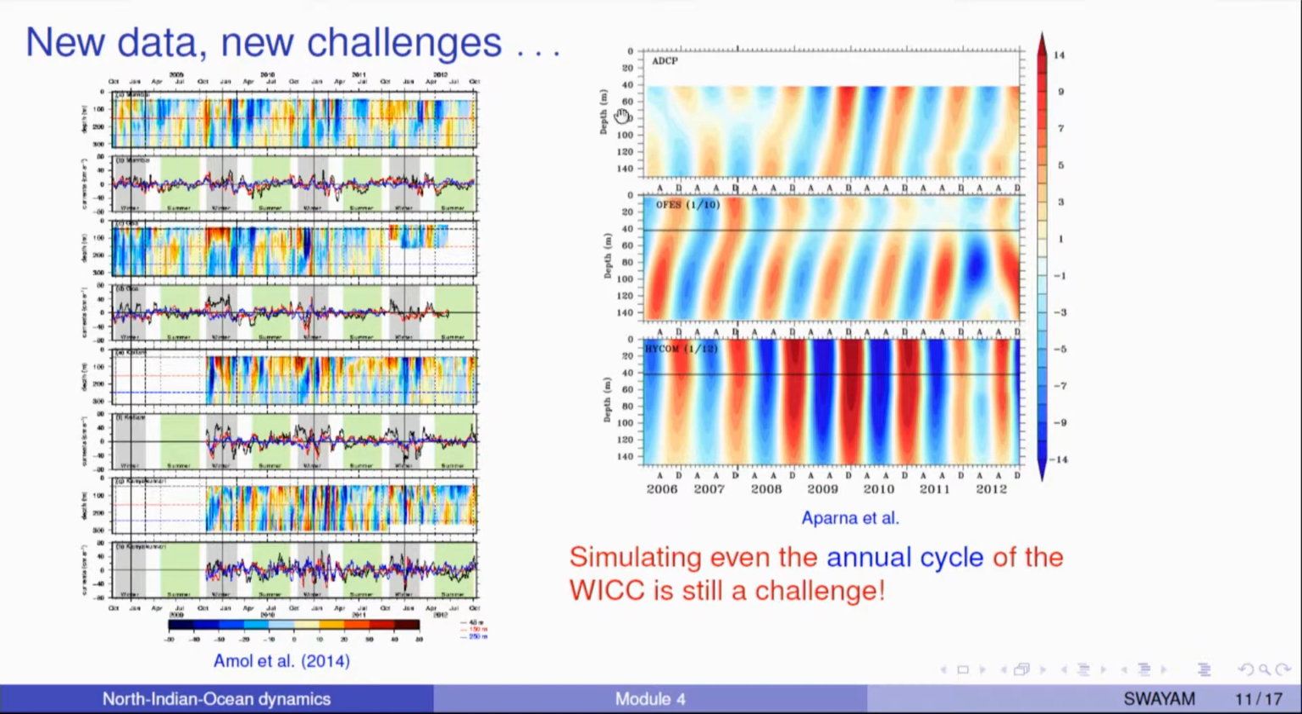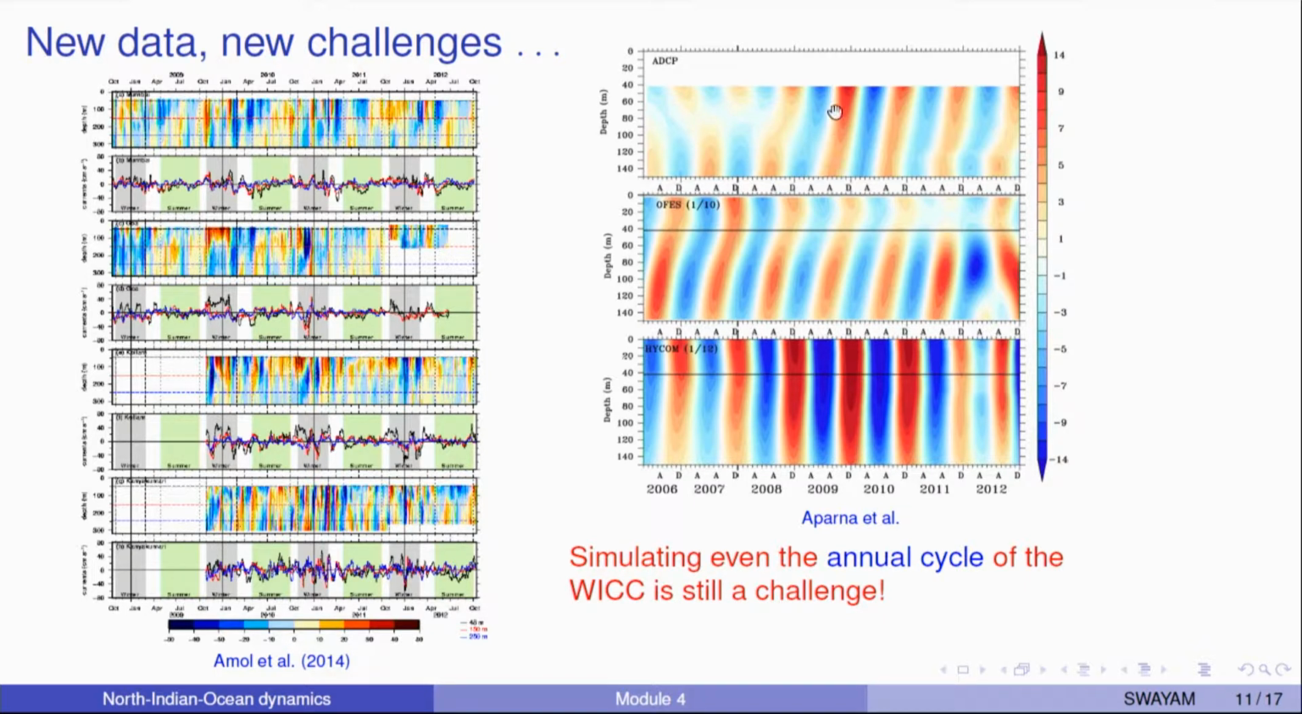What you see here is a depth-time plot of the current off Goa. Red color implies poleward flow and blue color implies equatorward flow. This goes from 2006 to 2012, about 6 years of data. There are two things I would like you to note here. One is there are years in which the current, the WICC, was weak, that's 2006 to 8, and there are years like 2009 when it was strong. This is something we would like to be able to simulate.